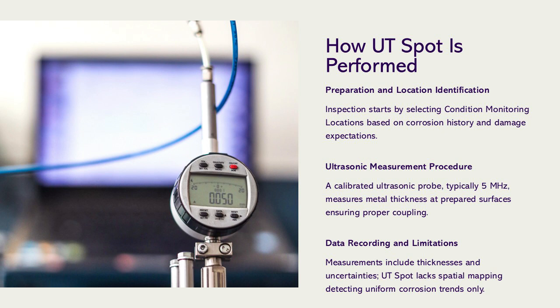Operators must measure nominal, minimum, and structural thicknesses, ensuring accuracy by performing calibration checks on reference blocks. Documentation must include thickness values, measurement uncertainties, and temperature conditions. UT spot's inherent limitation is that it offers no spatial mapping, making it unsuitable for detecting isolated thinning or pitting. Nevertheless, it remains a reliable method for trending uniform corrosion rates in accordance with API 574's best practices.